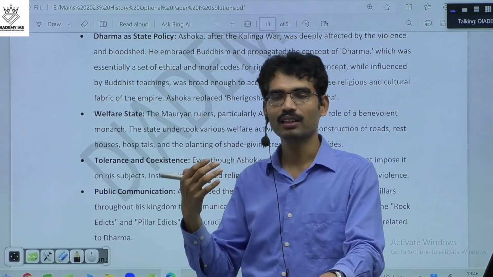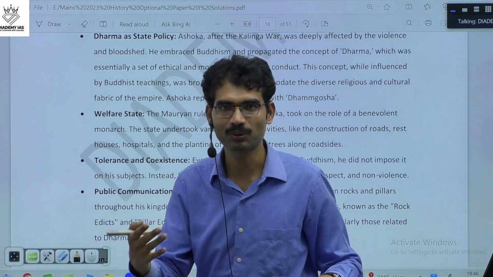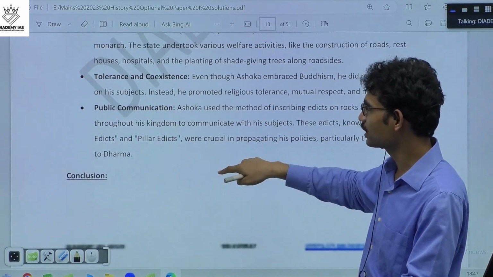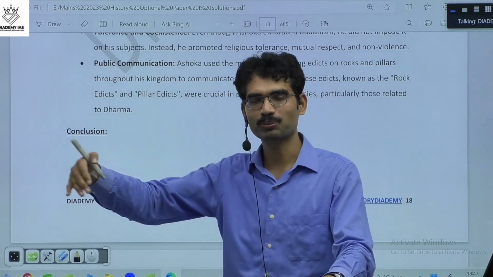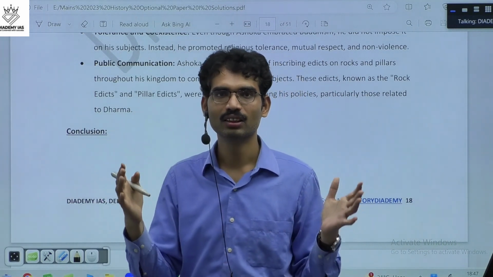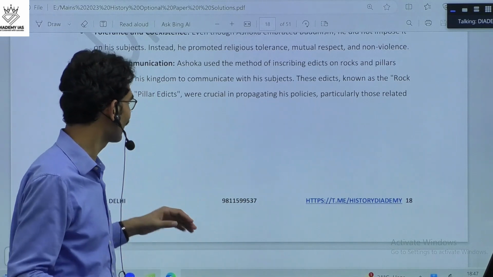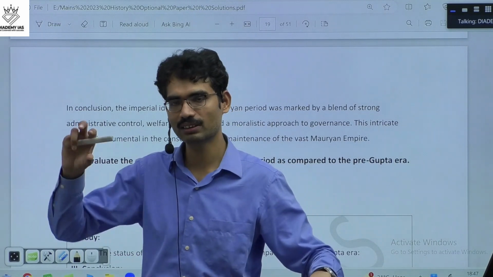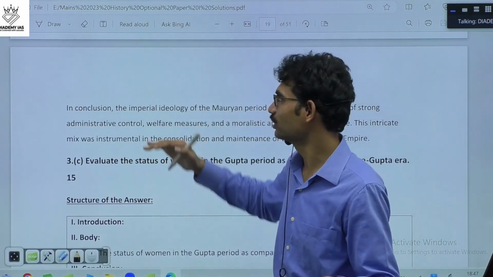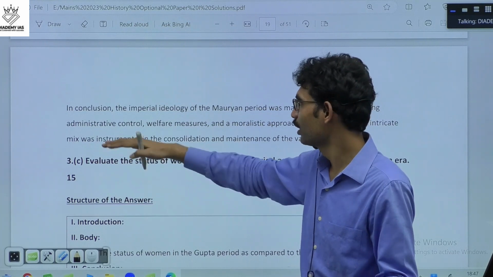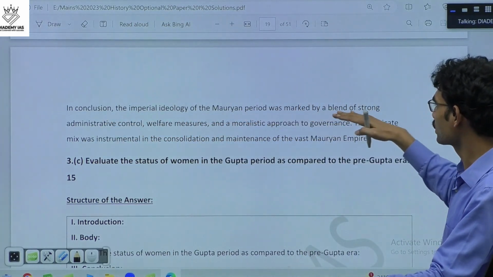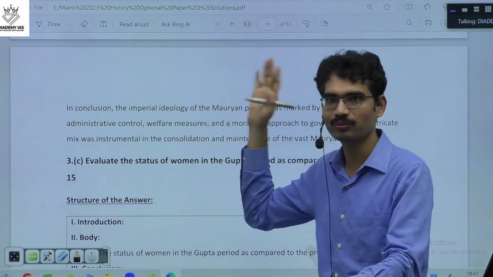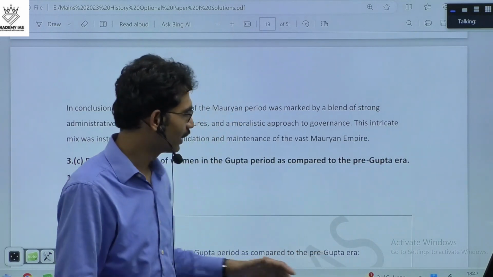Welfare state: the Mauryans wanted welfare principles towards the people. And you give different examples: tolerance and coexistence, public communication, the transportation system. So it is all like the nature of the Mauryan Empire. Conclusion: you can give an introduction and conclusion in very simple, plain terms. You need not worry. Give the importance of the Mauryan Empire in the introduction. In conclusion, imperial ideology was marked by a blend of strong administrative control and welfare measures, summing up all the characteristics.